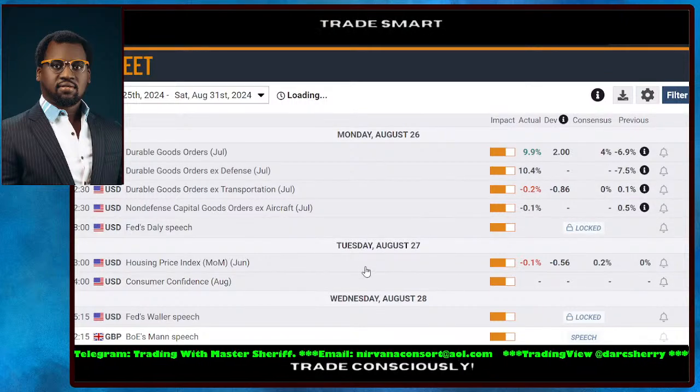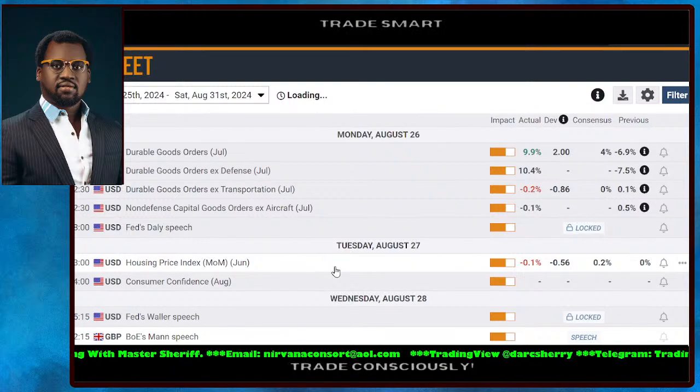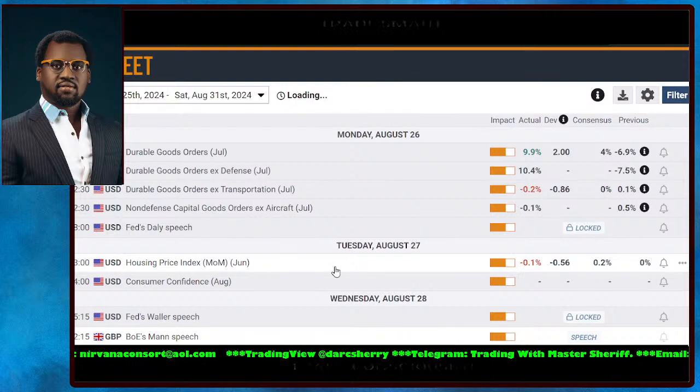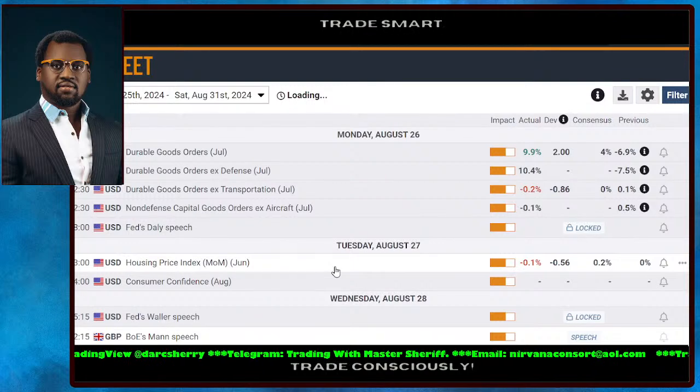Now, on Tuesday, August 27, we looked at the housing price index, which is not really an impactful event, but it just gives us an insight into the health of the housing sector. And of course, we do know how sensitive the housing sector is in the United States. The data came in at a deficit of 0.1%, way below the previous month's data, and below what the market had expected. So from the United States so far this week, we've had mixed economic data coming out from that economy.